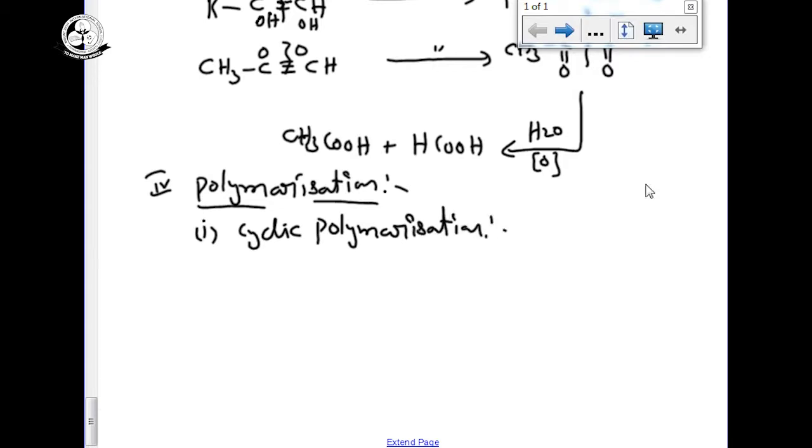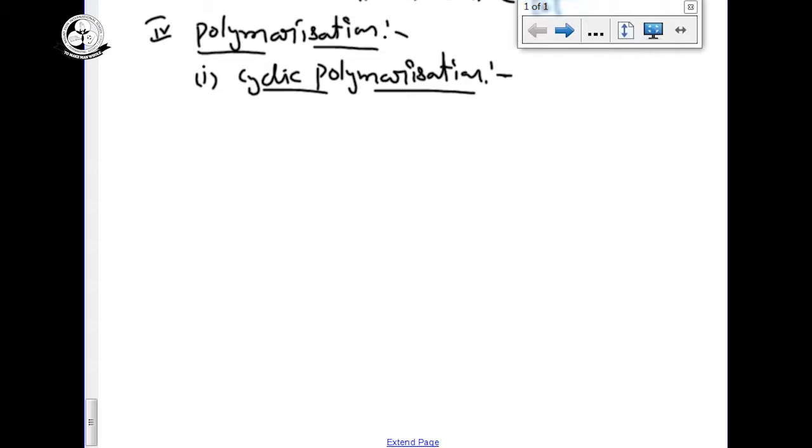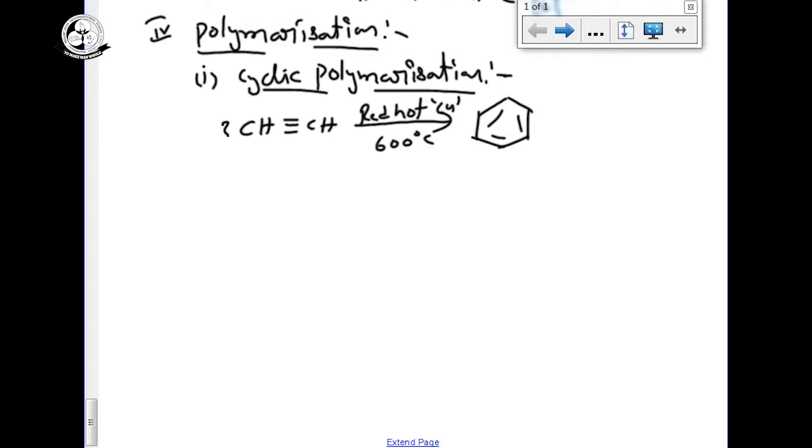This is the most important method for us for the further preparation of the next compound, the aromatic compound, that is benzene. For the benzene preparation, the first method is the cyclic polymerization of acetylene. Acetylene is passed through a red hot copper tube at 600 degrees Celsius. So it can undergo cyclic polymerization. Then it can give benzene. 3 moles you can take.